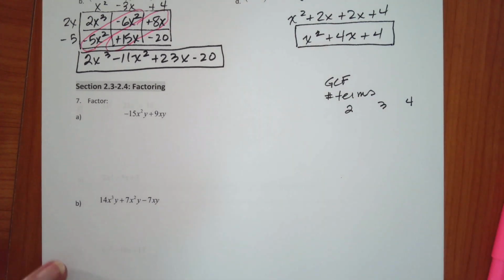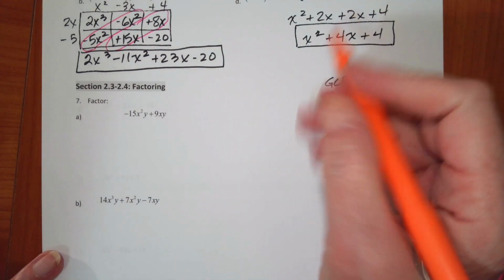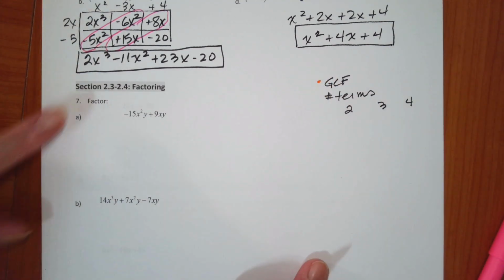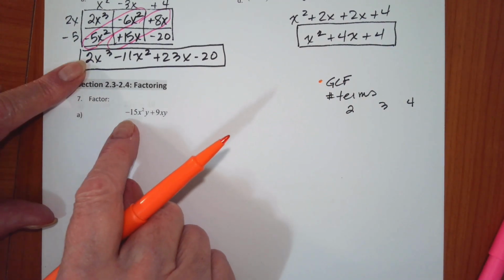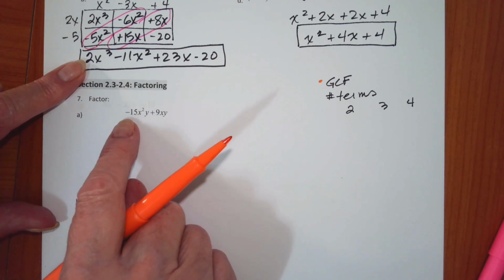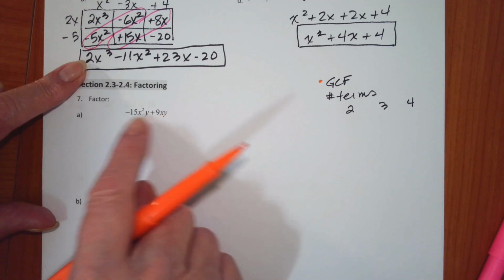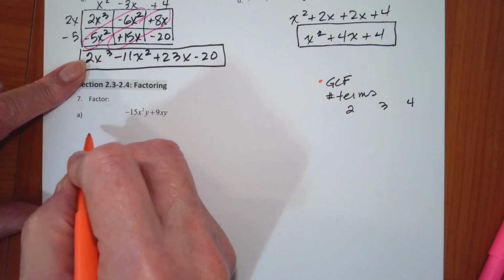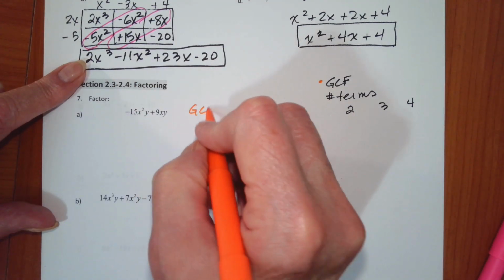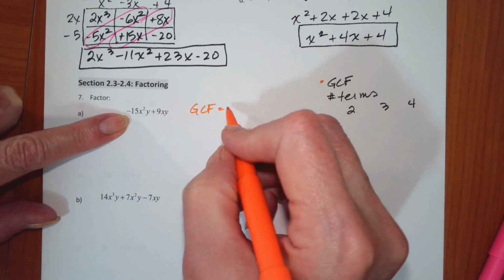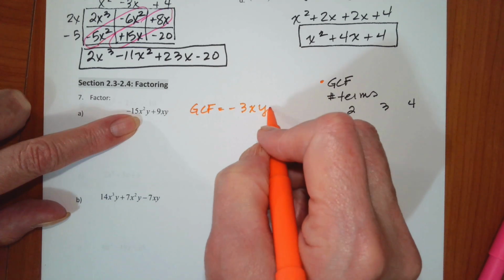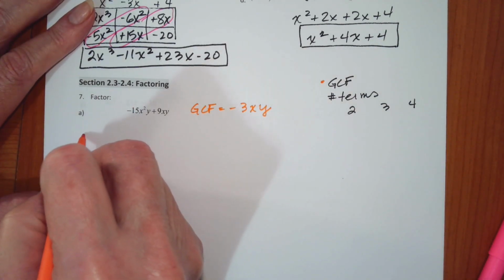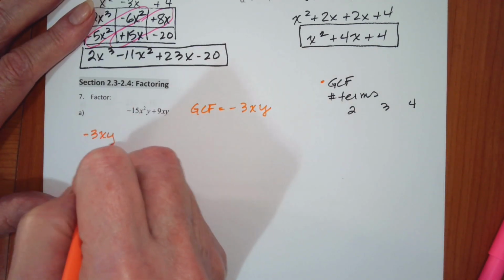We'll start out by always looking for the GCF. And if there is one, we will factor it out. Okay, so let's see. And also, I want to factor out the negative sign. So I know I'm going to factor out at least a -1. So my GCF is -3. I have an x in common and I have a y in common. So this is -3xy.